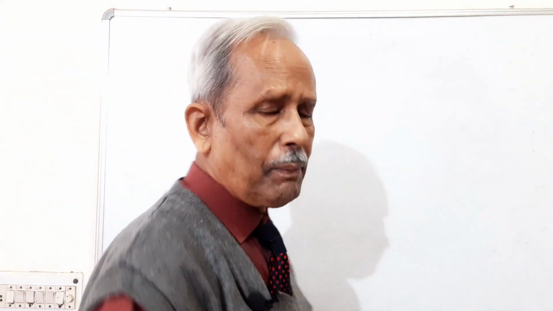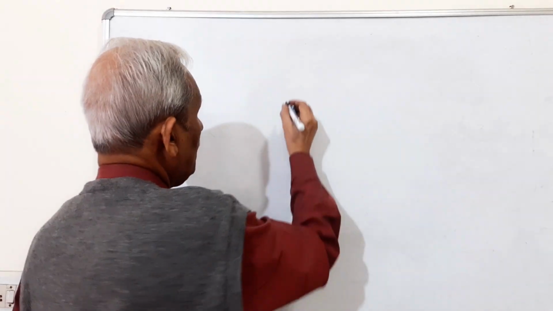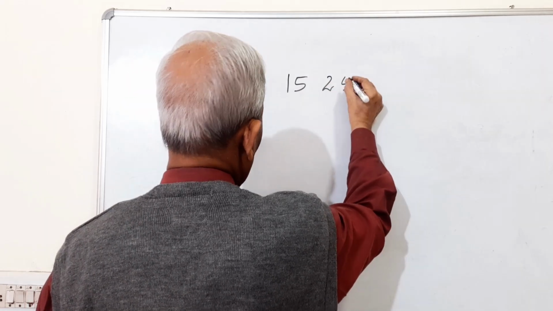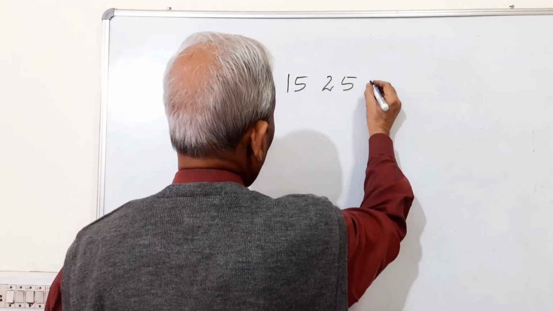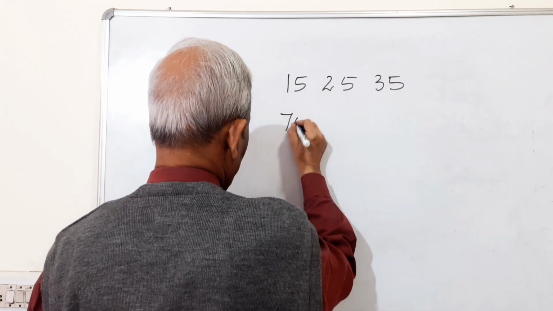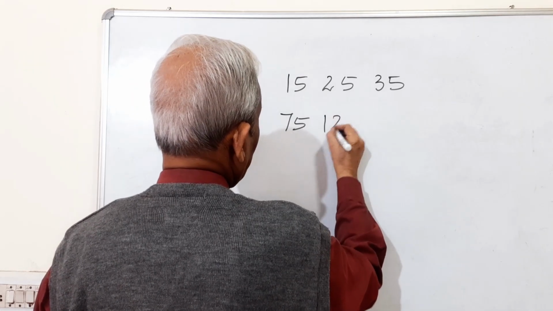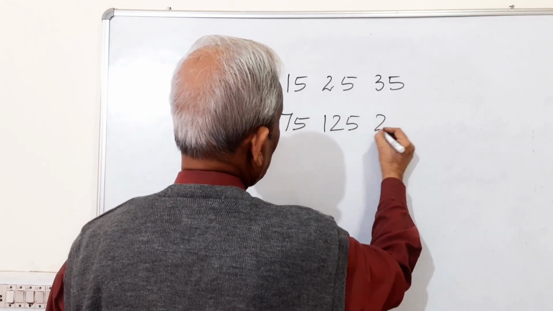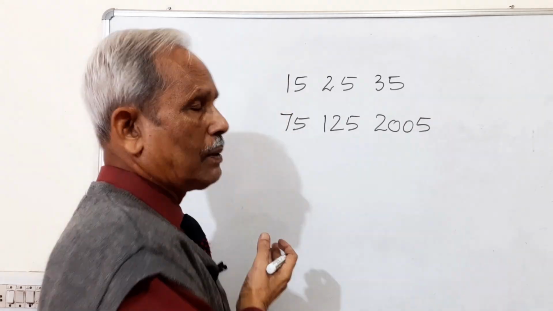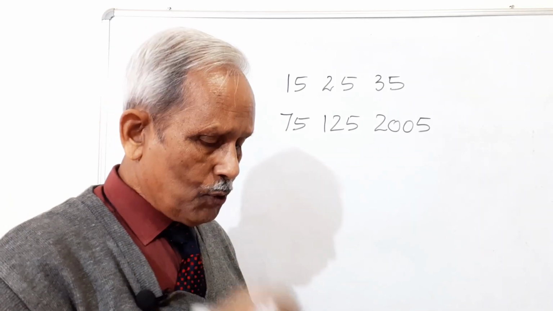So I'll give you now some exercises to do, which you can practice yourself. Exercises: 15, 25, 35, 75, 125, 2005. Square these numbers and follow this Ekadhika and Purvan Sutra and square these numbers.